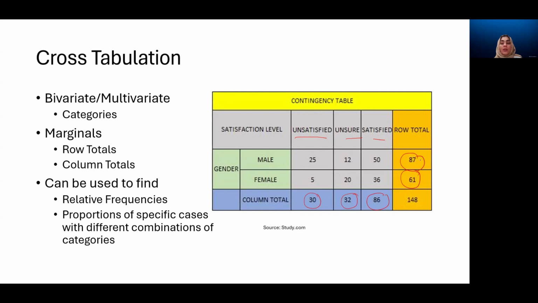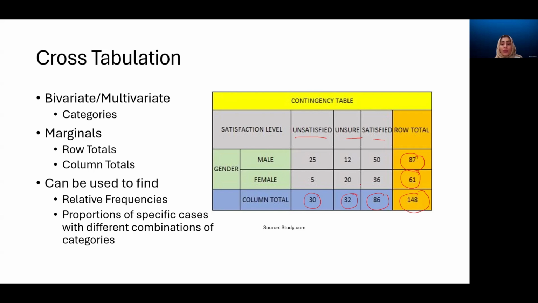So these are the row totals, and these are the column totals. These are also known as the marginals, and they represent the total count of a certain category of value for a certain variable. For the row totals, the rows represent the categories for gender. This is the marginal total for the value male. This is the marginal total for the value female. And here are the marginal totals for unsatisfied, unsure, and satisfied, respectively. This is the total count of the data items.